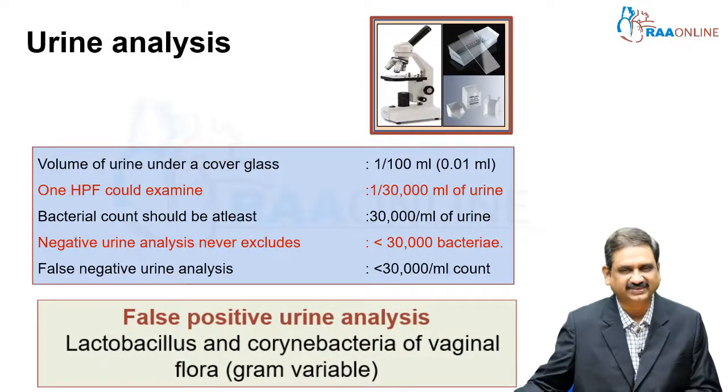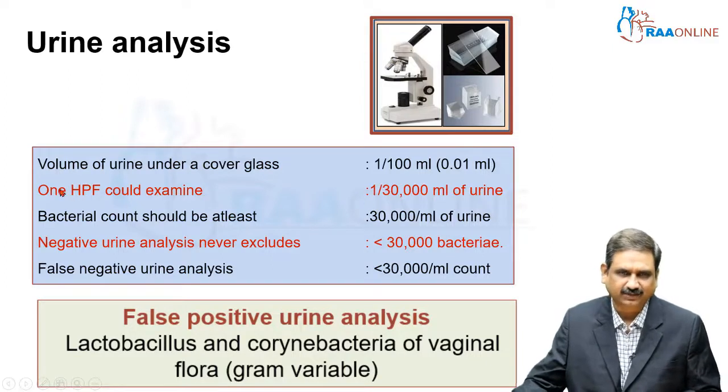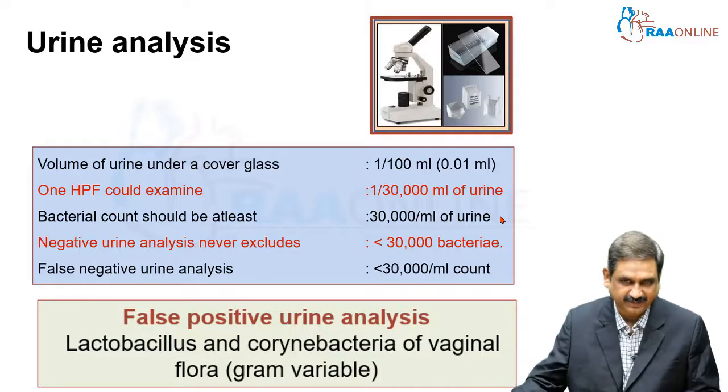The next one is sterile acid pyuria I was talking about. What exactly is this urine analysis? When we do a urine microscopy, the volume of urine that is usually under a cover glass is about 0.01 ml only. That is 1/100th of an ml is what we actually screen under the microscope. Please remember, if you take 1 high power field, you will see only about 1 by 30,000 ml of urine. That means the bacterial count should at least be 30,000 per ml of urine for you to visualize it under a high power field.